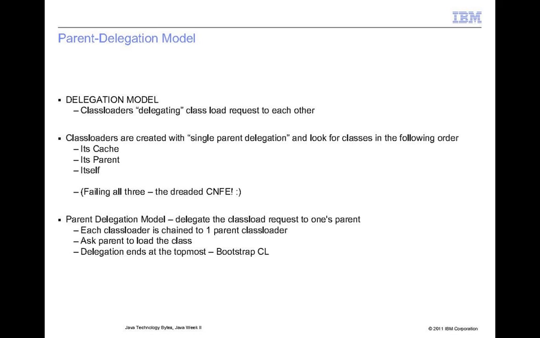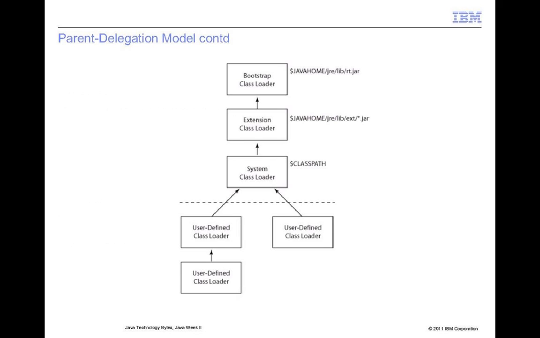I'll just show a small graphic which depicts this parent delegation model. Now, this is how this parent delegation model is actually represented. You have the bootstrap class loader on the top, the extension below that, and the system class loader below that. And below the dotted line are the user-defined class loaders, wherein the user, if he has his own class loader definition, will chain that to the JVM. The JVM will chain that to the system class loader.